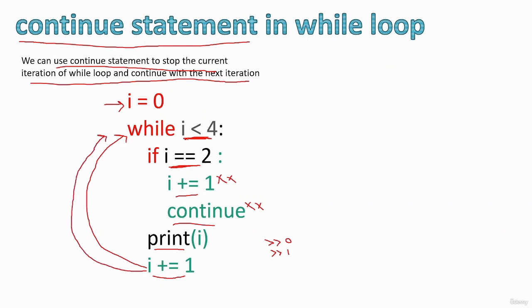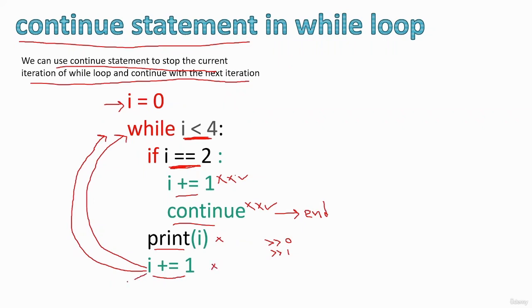i is equal to 2, so this condition is true. This time i is equal to 2, and this condition is true this time. Therefore, these two codes will be executed this time. It will add 1 to the i. Now i is equal to 3. Then it will run the continue statement. So the current iteration will be stopped. Therefore, it will not run these two codes.